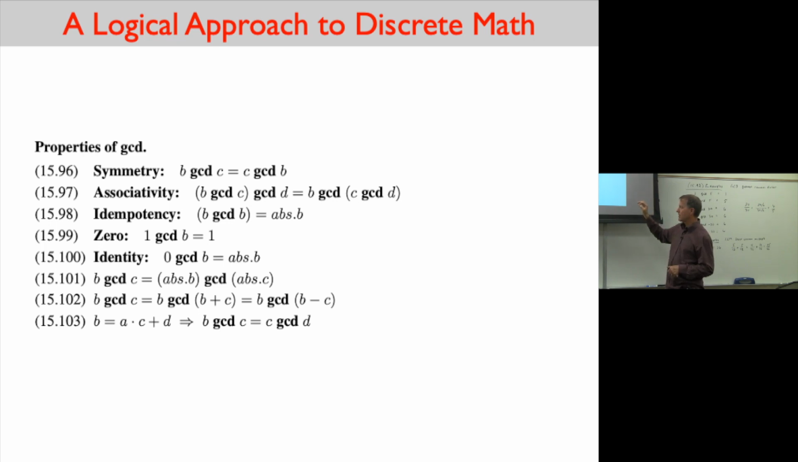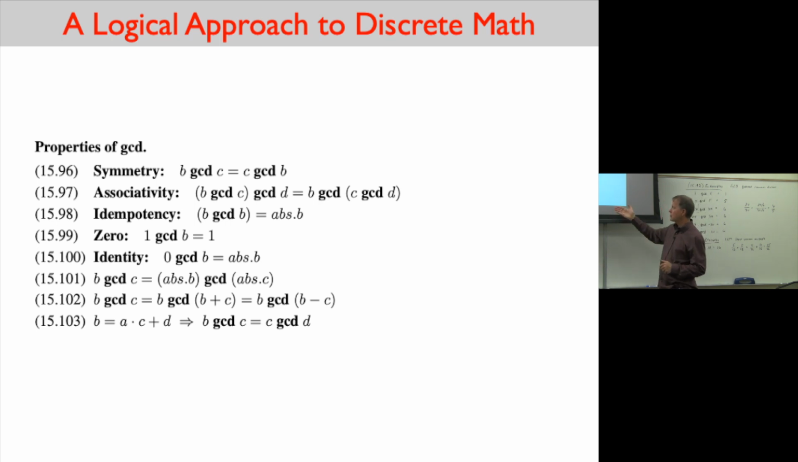And it's also idempotent, but it's not quite idempotent because we have to throw in an absolute value there. B GCD B, like if B is -5, GCD -5 is what? It's +5. It's not -5. So we have to throw in the absolute value there. If it were strictly idempotent, it would be B GCD B equals B, right? But it's idempotent, but with an absolute value.